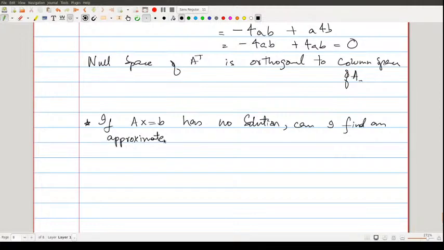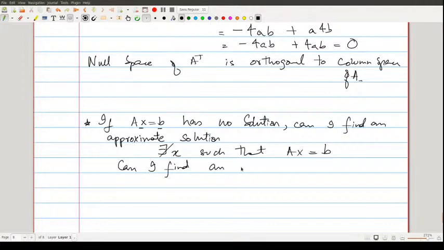And that's a weird thing to ask, right? It's saying that if Ax equals b has no solution, that there is no Ax exactly equal to the vector b. So we're saying that there does not exist any x such that Ax is exactly equal to b. Can I find an x such that Ax is approximately equal to b, something like b, even if it's not exactly b?